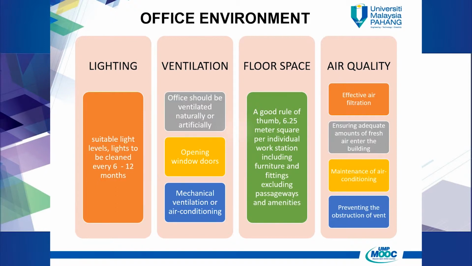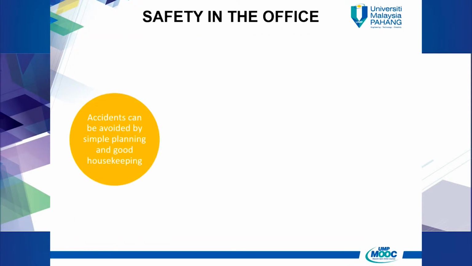Appropriate control measures for the reduction of air contamination include effective air filtration, ensuring that adequate amounts of fresh air enter the building, maintenance of air conditioning units including regular cleaning, and preventing the obstruction of vents. Many accidents in the office can be avoided by simple planning and good housekeeping.